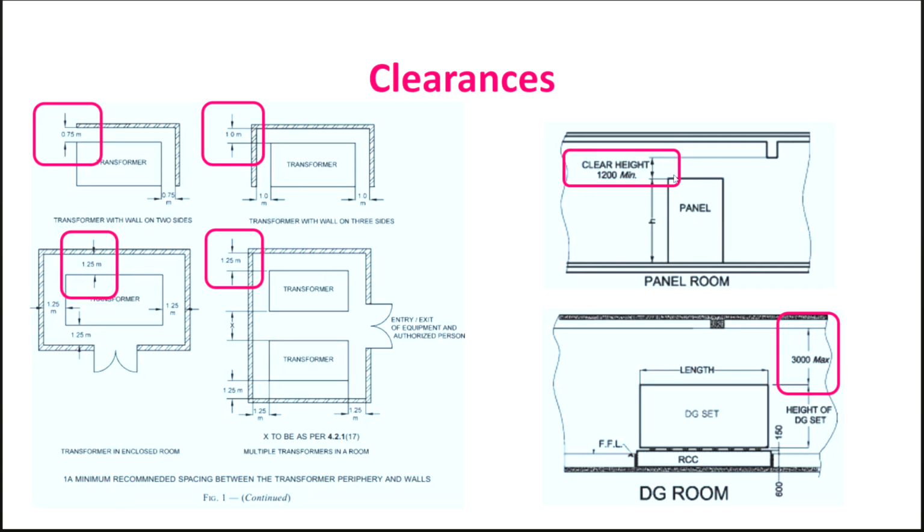Now here you can see at the panel room, suppose this panel has been installed. What they are saying is that the clear height above this particular panel for a panel room, 1200 millimeters, is the minimum requirement below the joist or the beam. Likewise, in case we have a DG room, a diesel generator room, it specifies what should be the height above the top of the DG set. Here it is again saying that maximum it can go up to 3 meters.